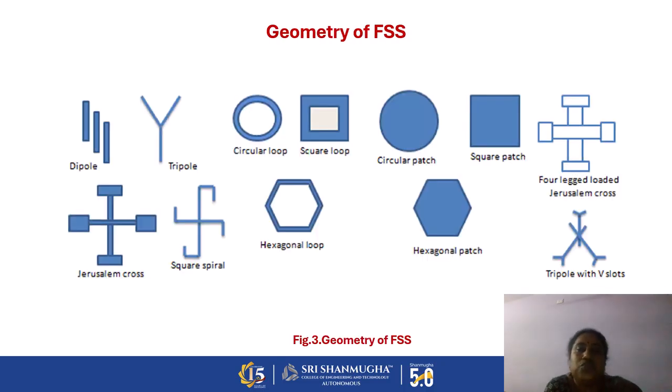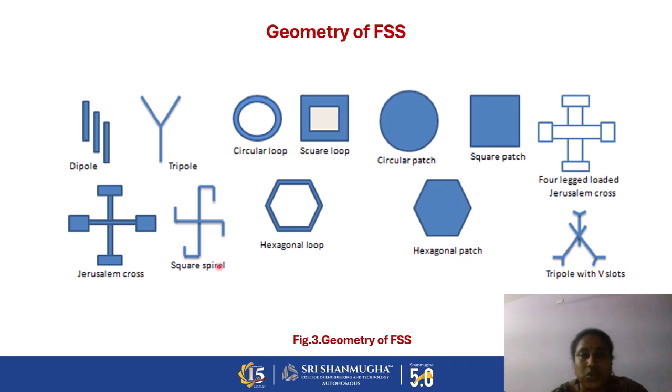Next one, these are a few geometries of the FSS, that is, shapes of the FSS. First one, I mentioned dipole FSS, and this is nothing but tripole shapes. And next one, circular loop. We can design the FSS structure based on the wavelength, the frequency range, and the length and width of the FSS elements. And this is the square loop structure, then circular patch and square patch, and this is nothing but the Jerusalem cross shape. And next, tripole with V slots, then hexagonal patch, hexagonal loop, square spiral, and then Jerusalem cross structure.